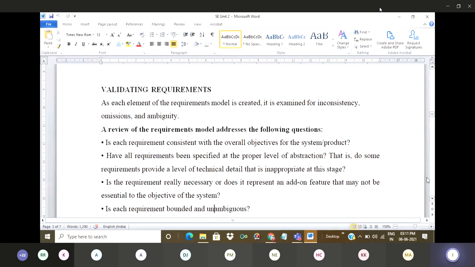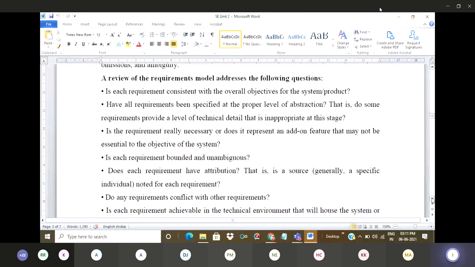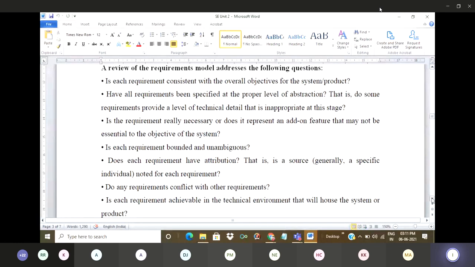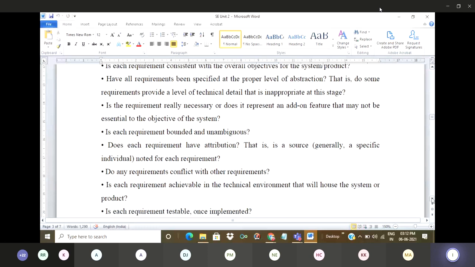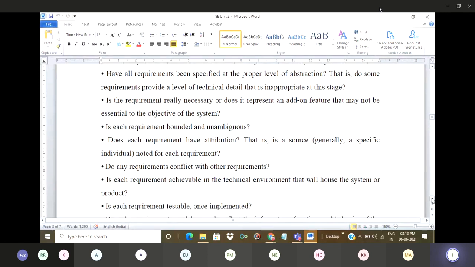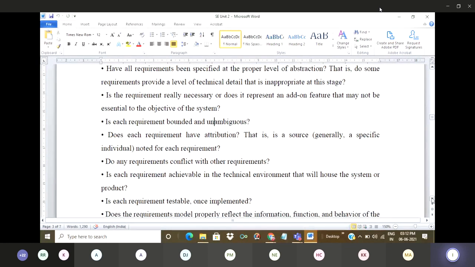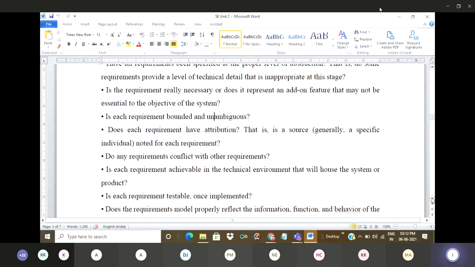The next question is, is each requirement bounded and unambiguous? Does each requirement have attribution? Does any requirement conflict with other requirements? Is each requirement achievable in the technical environment that will house the system or product? These are the questions.